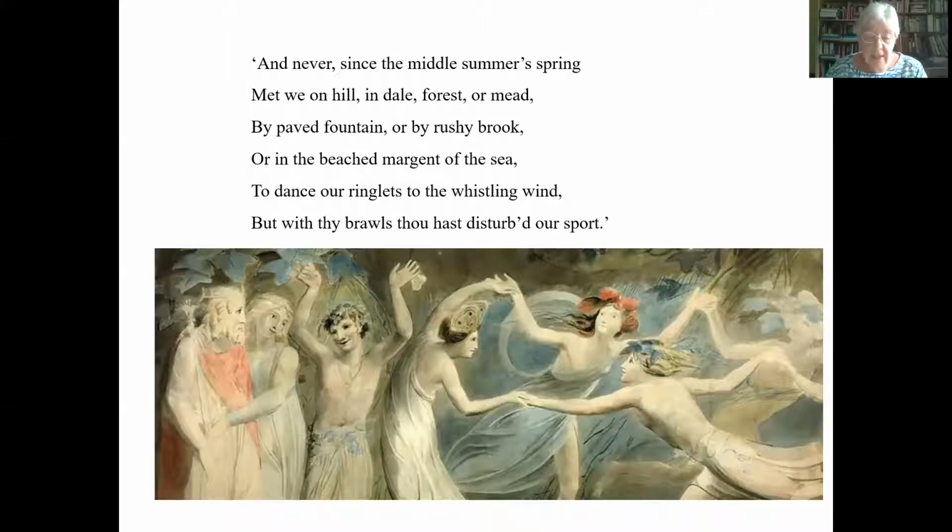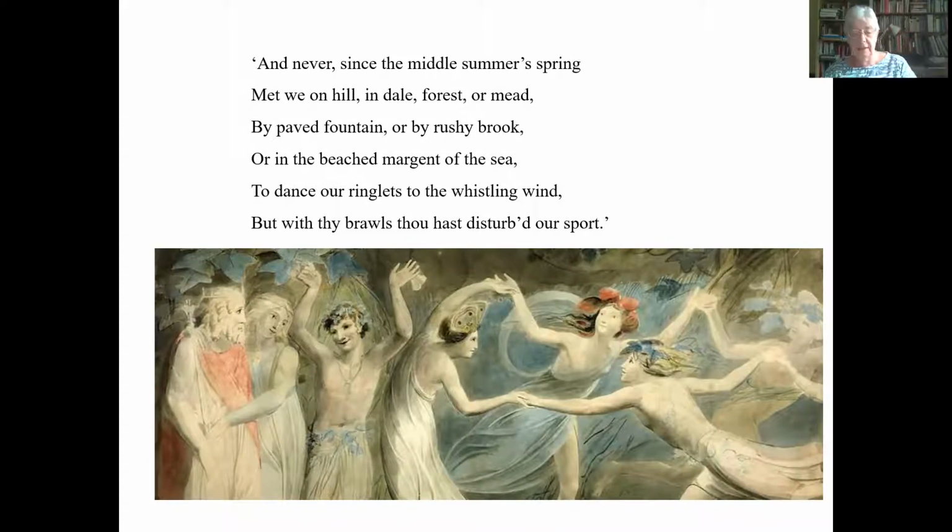And never since the middle summer's spring met we on hill, in dale, forest or mead, by paved fountain or by rushy brook, or in the beached margent of the sea, to dance our ringlets to the whistling wind, but with thy brawls thou hast disturbed our sport. Therefore the winds, piping to us in vain, as in revenge, have sucked up from the sea contagious fogs.